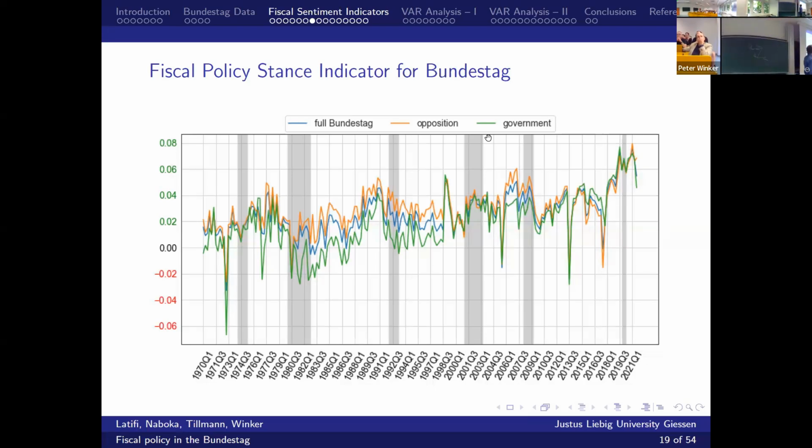You wonder what these areas are. These are recessions: oil price shock 1, oil price shock 2, German unification, the dot-com bubble burst, and this is the financial market crisis.